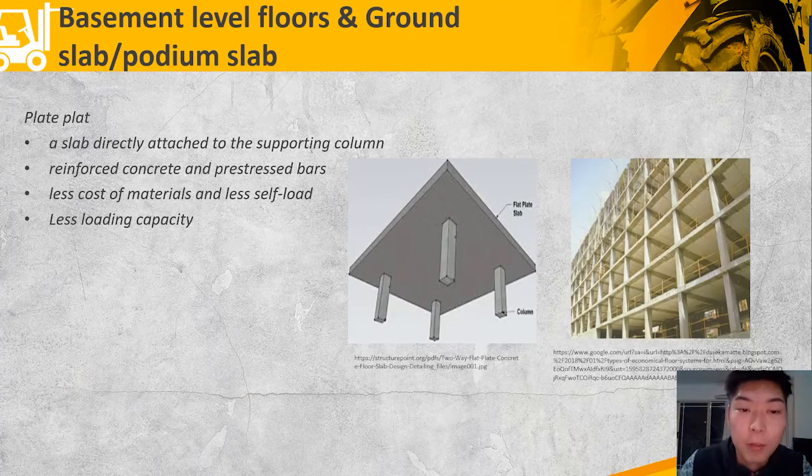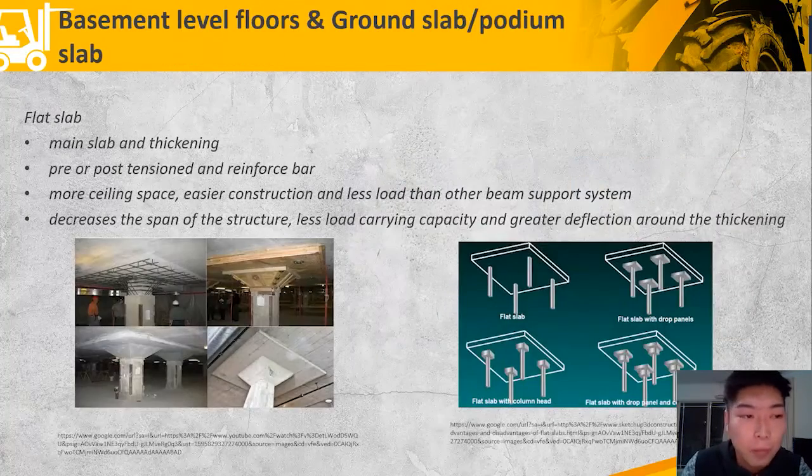Flat plate is one of the most simplified slab systems, which contains a slab directly attached to the supporting columns, and there is no thickening in between. The material usually would be reinforced concrete and pre-stressed bars. Flat plate system is easy to construct. It has higher floor height, less cost of material, and less self-loading. It reduces the loading capacity of the floor.